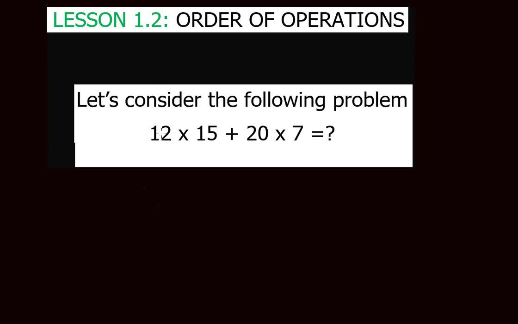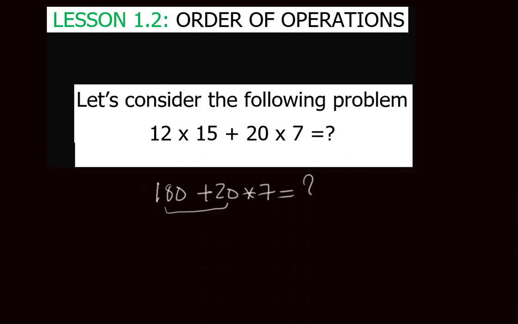As you can see, we have 12 times 15 plus 20 times 7. So let's do it from left to right. First we will multiply 12 and 15. So 12 times 15 is 180, then plus 20 times 7. Then, with the outcome, we will add, because we will go from left to right without considering any rule or any property that we must follow.